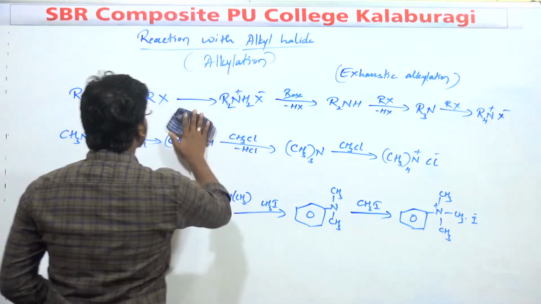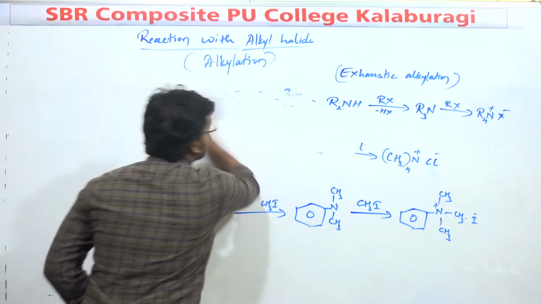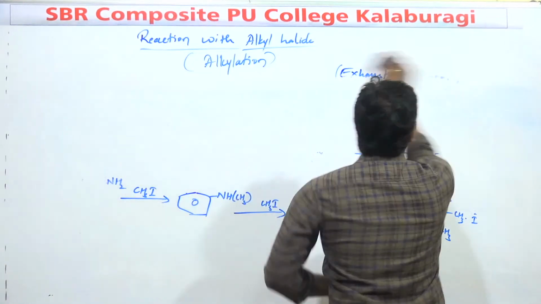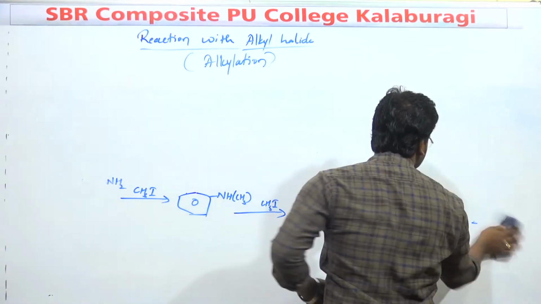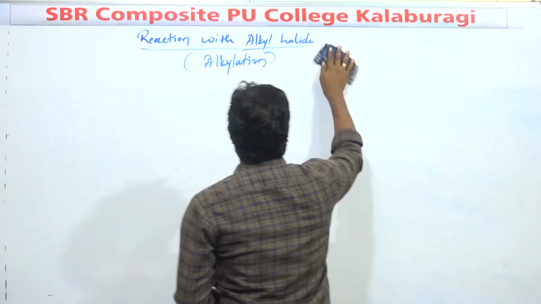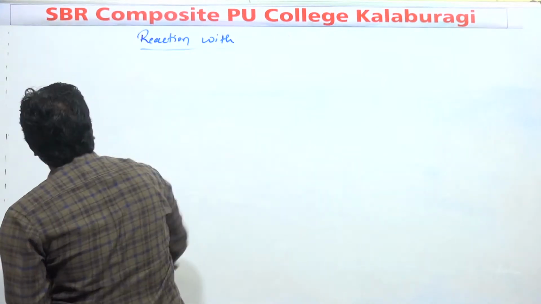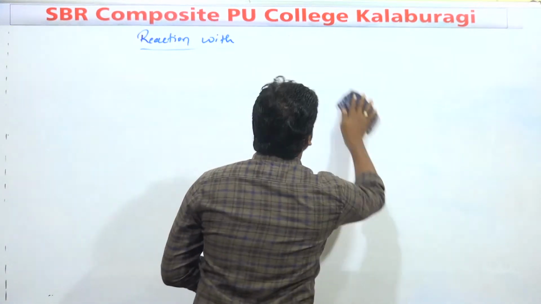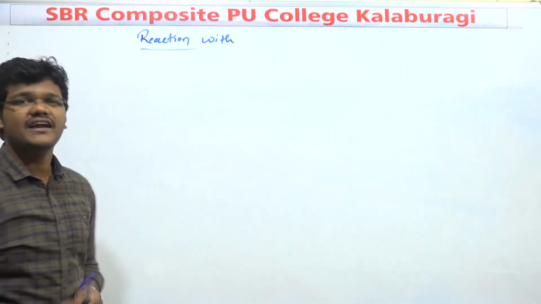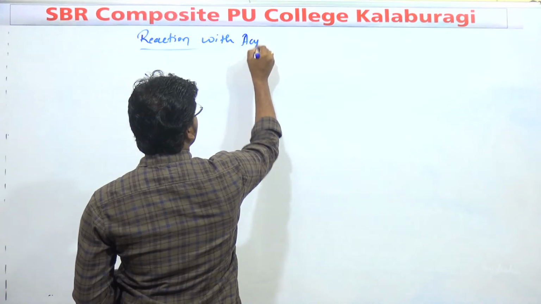Okay? So now let us go for the next concept. After alkylation, I will go for what? Acylation. So let's talk about acylation now. For alkylation, I have added alkyl halide, and for acylation, I am supposed to add acyl halide. That's it. Reaction is for acyl group.